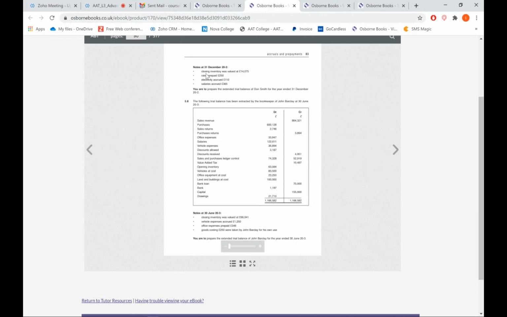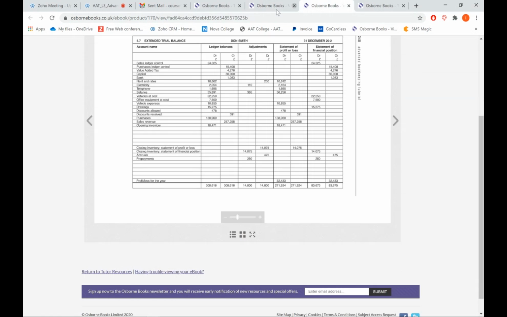The first adjustment is closing inventory valued at 14,075. So we need to know where this will appear. We remember from the last lesson that closing inventory is shown in adjustments like this. For the P&L account, we credit, and for the financial position, we debit. The credit side goes to the P&L, and the debit side goes to the asset. So this is from the previous lesson.